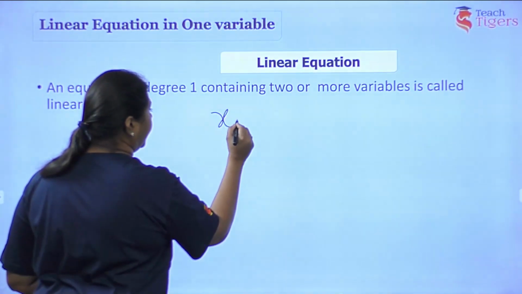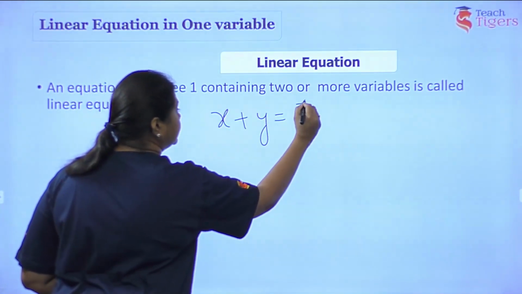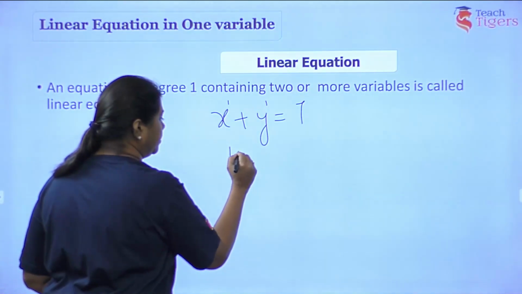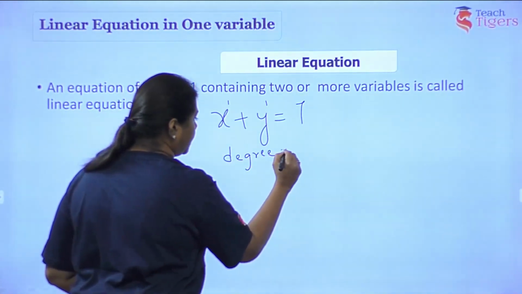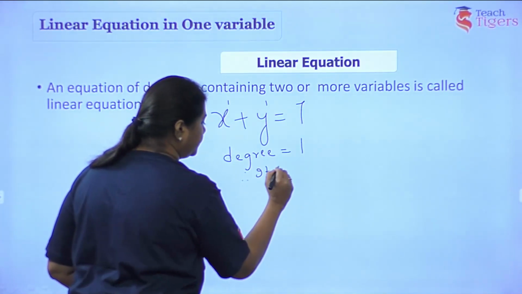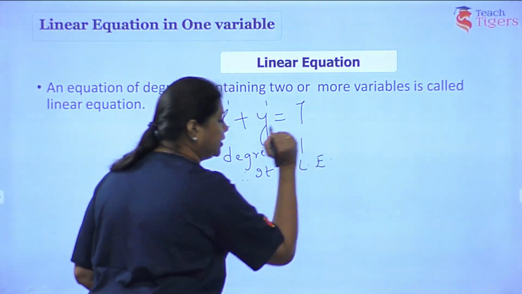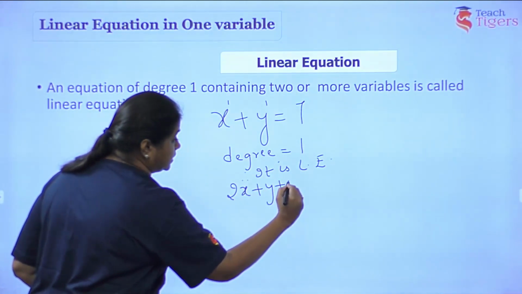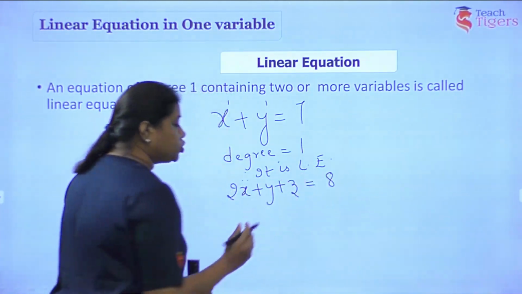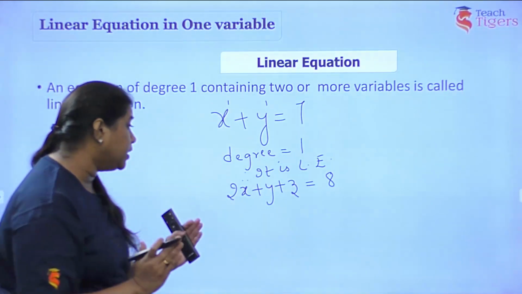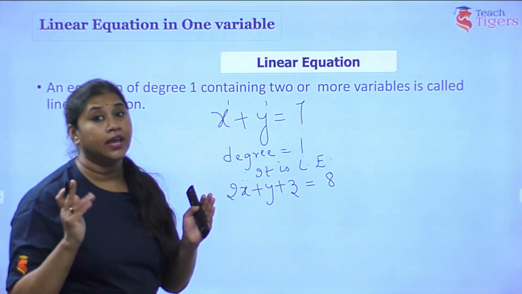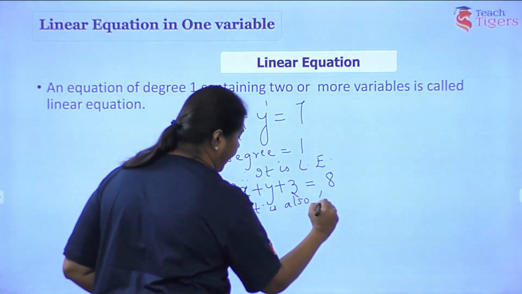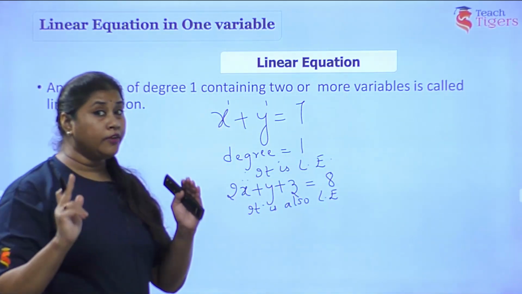Suppose I say x plus y is equal to 7. What is the degree of this? Degree is the power. So 1 is the degree. Therefore, it is a linear equation. I am writing it as LE. Now, let us take an example of 2x plus y plus z is equal to 8. This is also a linear equation because the degree of the equation is 1.